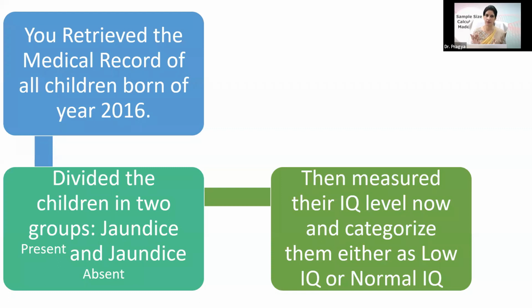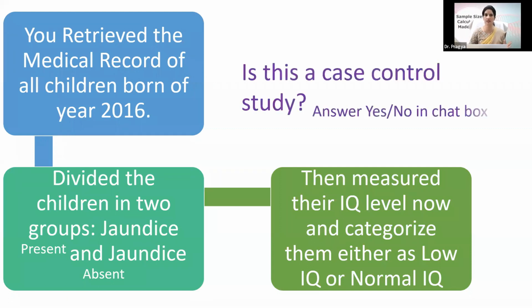So yes, you are right. But what type of study design is it, if I'm starting with the jaundice and I'm measuring the IQ? Is this study a case control? Just type yes or no. The answer to this question should be yes or no. There are mixed responses, both yes and no.